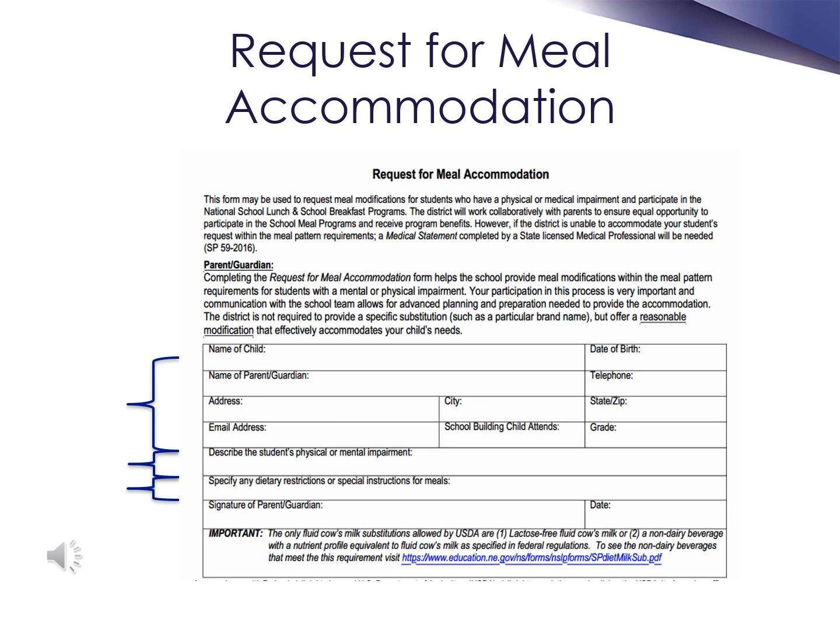This information includes student's name, date of birth, the name of the parent or guardian, and the school building the student attends. Several different forms of communication with the household are also requested, such as a telephone number, an address, and an email address. In the next section, it is requested that the type of dietary restrictions or modifications be described. Following that, a description of the physical or mental impairment needs to be listed. It is not required that a medical diagnosis be included, only a description is required.